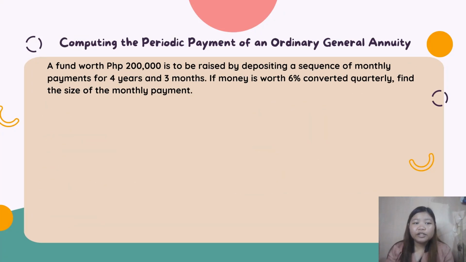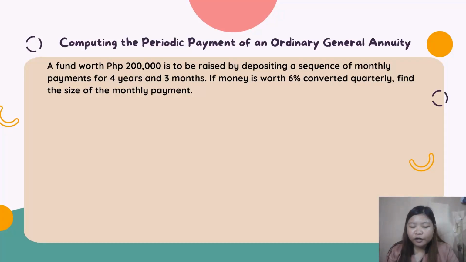Now let's proceed to computing the periodic payment of an ordinary general annuity. We have a problem here. A fund worth 200,000 pesos is to be raised by depositing a sequence of monthly payments for 4 years and 3 months. If money is worth 6% converted quarterly, find the size of the monthly payment.